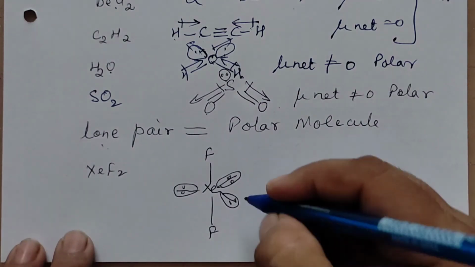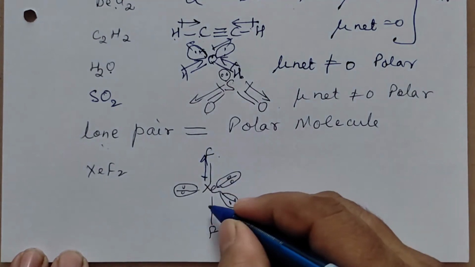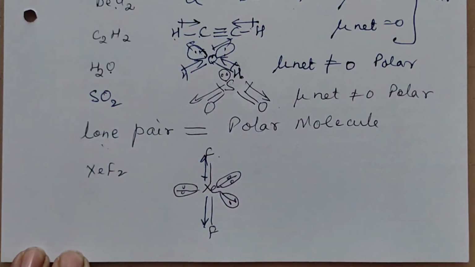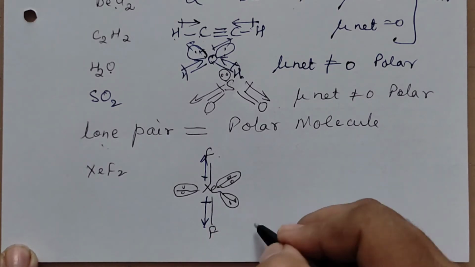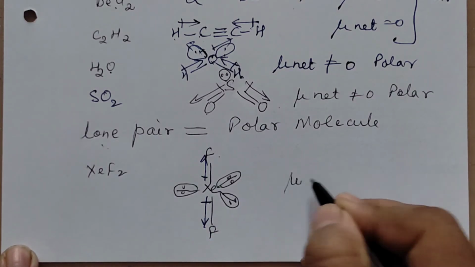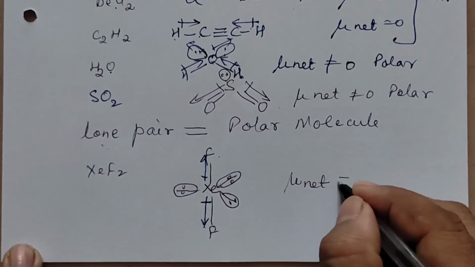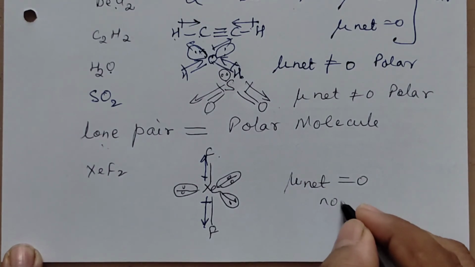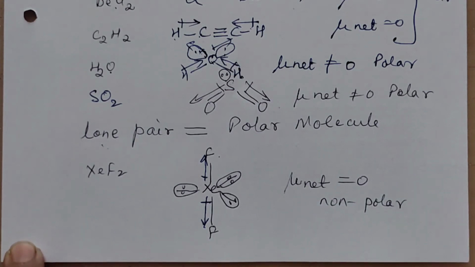It is linear. Fluorine being more electronegative, this bond moment will be towards fluorine, and this bond moment will be towards the other fluorine. The dipole moments are in opposite directions. These are the individual bond moments. The overall dipole moment of the molecule, the net dipole moment, is 0. So we say it is a non-polar molecule. XeF2 is a non-polar molecule.